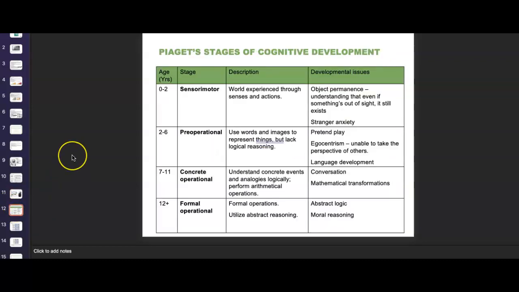And you can see his stages here. He believed that from 0 to 2 years, you were in the sensorimotor stage. The world was experienced through senses and actions. The developmental issue during this time was called object permanence, understanding that even if something's out of sight, it still exists. For example, peekaboo is a perfect example of object permanence. The reason that game is so prevalent for 0 to 2-year-olds is because when you put your face behind your hands, they truly believe that you've disappeared.